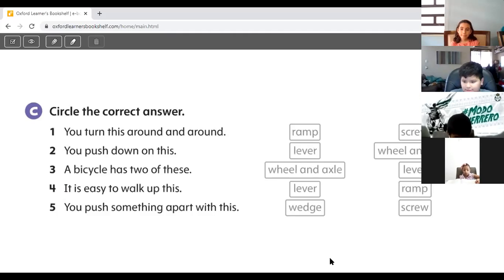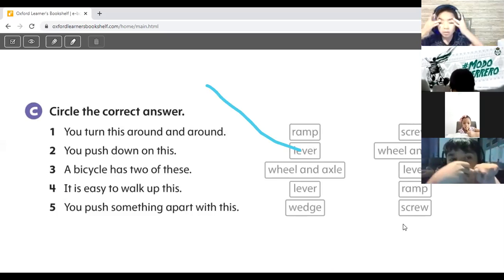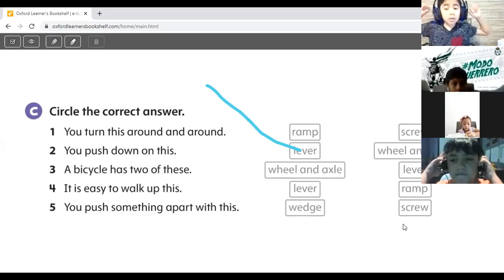You push down on this. Okay, you push down on this. You push down, push. What is the correct answer, Luis? If you push. What is the correct answer if you push? Who wants to help Luis with the answer? Do you know the answer, Luis? You push down on this. Okay. Who knows the answer? Who wants to help Luis with the correct answer? Okay, Ana Paula, you push down on this. Which one is the correct answer? Lever. Lever, correct. You push down on this.